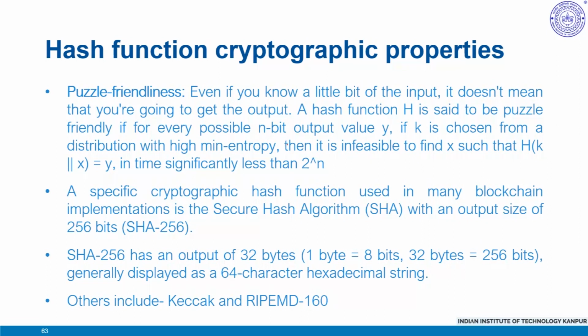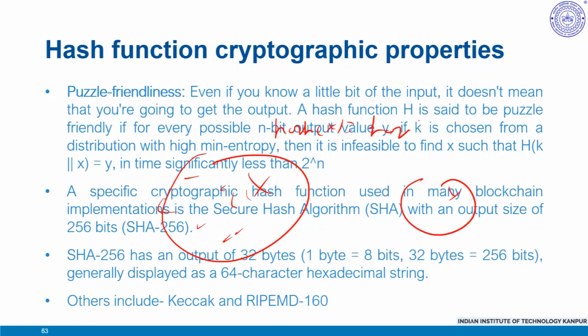Since there are almost infinite possible input values x and a finite number of possible output values y, it is possible but highly unlikely to have a collision where hash of x equals hash of y, that is, two different inputs produce the same digest. SHA-256 is said to be collision resistant, since to find a collision in SHA-256 one would have to execute the algorithm on average 2 to the power 128 times, which is nearly infeasible.